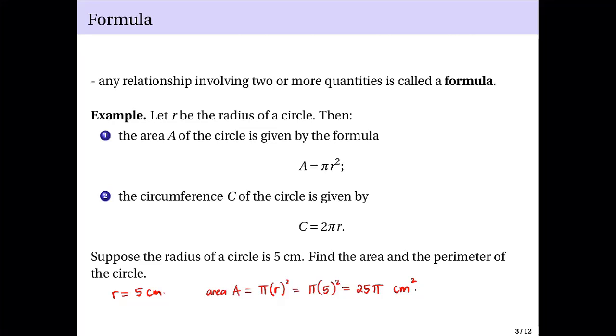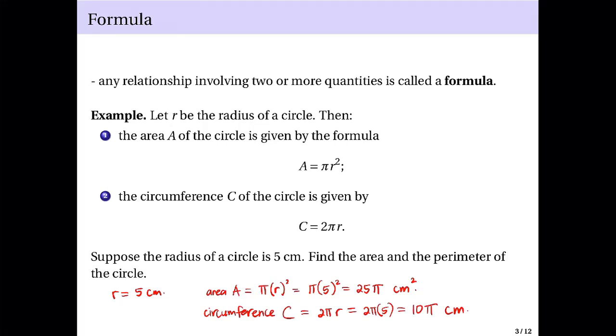So that's the area. And then for the circumference C, this is 2 pi r, and r equals 5. So you have 2 pi times 5, which is equal to 10 pi. And the unit for this is just centimeters. So it's the circumference of the circle, the same as the perimeter of the circle.